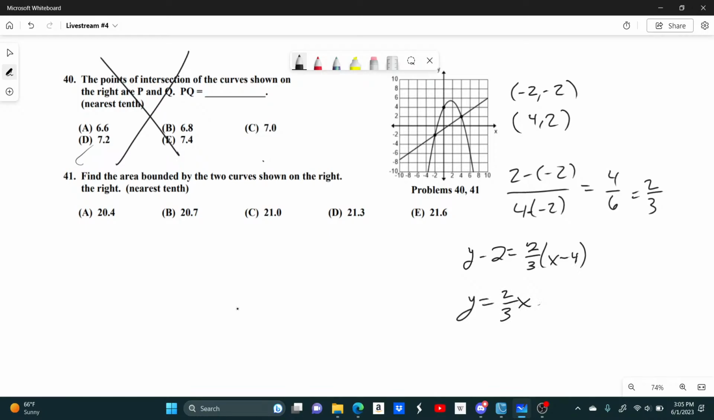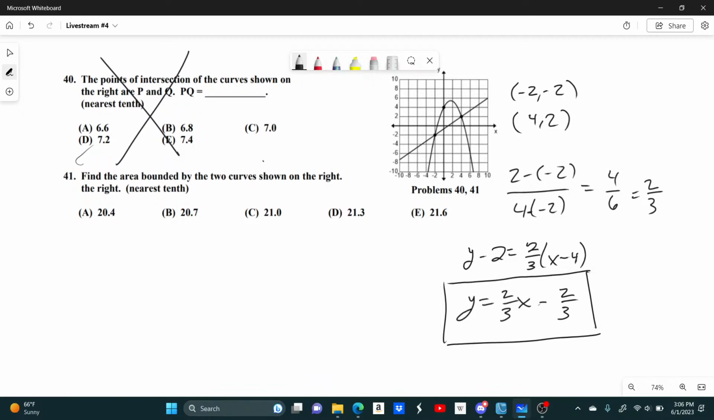Okay, so it should be 2/3 x minus... I don't know why I'm struggling with this. 2/3 times -4 is -8/3. Okay, yeah, so it should be 2/3 x minus 2/3. I'm gonna double check this. Yep. Yep, okay, that's right. All right, so this is the equation of our line. So we've got that covered.